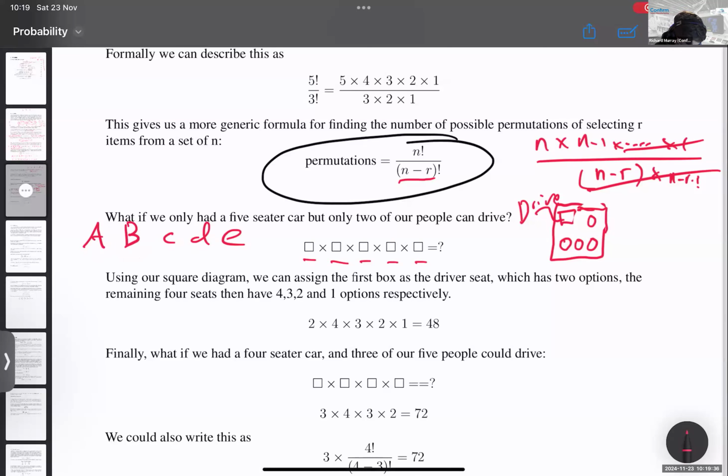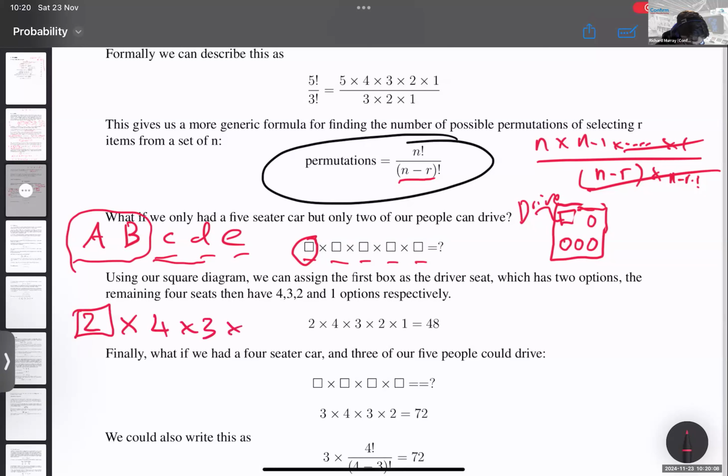So we have our first seat, which is our driver's seat, that has different rules. Person C, D, and E can't sit in that seat because they aren't able to drive. So we can only really select from our first 2 people, which means that this first seat has an option of 2 people. And then our remaining 4 seats aren't quite as selective. They can be filled by someone who can drive or someone who isn't able to drive. We're not too fussy as to who's going to sit in them, which leaves us with 4 times 3 times 2 times 1, which gives us our 48.